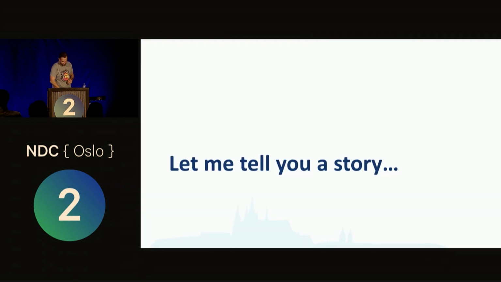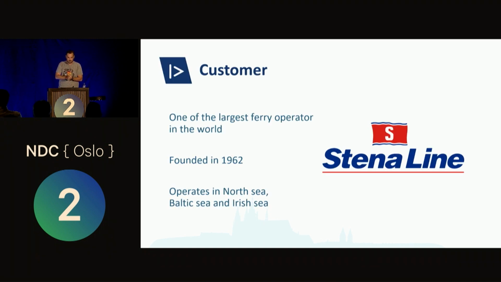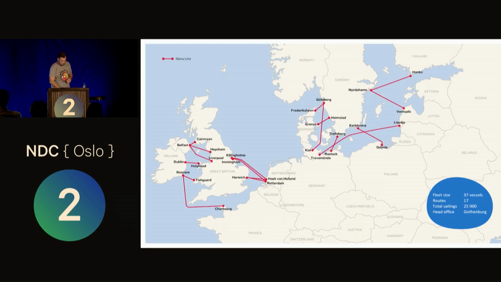All right, let's rather talk about F-sharp and nautical transportation. Let me tell you a story. It all starts with our customer, who is called Stena Line. You're probably from this part of the world, so you have probably heard the name. It's one of the largest ferry operators in the world. It was founded in 1962, and it operates in the North Sea, Baltic Sea, and so on.